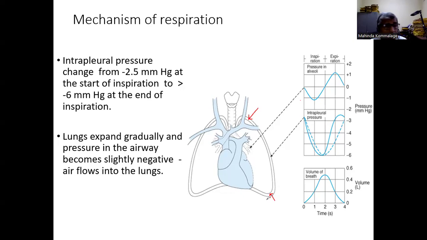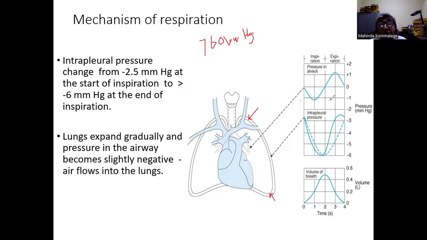What is the atmospheric pressure at sea level? Atmospheric pressure at sea level? Physics? 760 millimeters of mercury. Sorry? 760 millimeters of mercury, okay. Millimeters of mercury, Hg, right? So that's the atmospheric pressure. This interpleural pressure is below the atmospheric pressure. So it's a minus value.